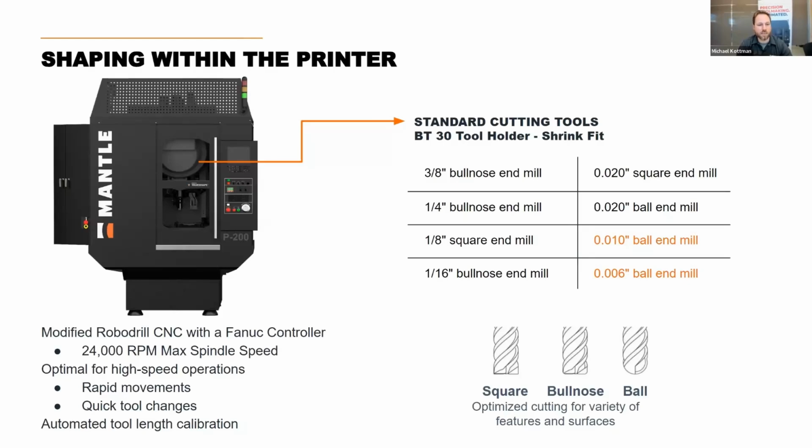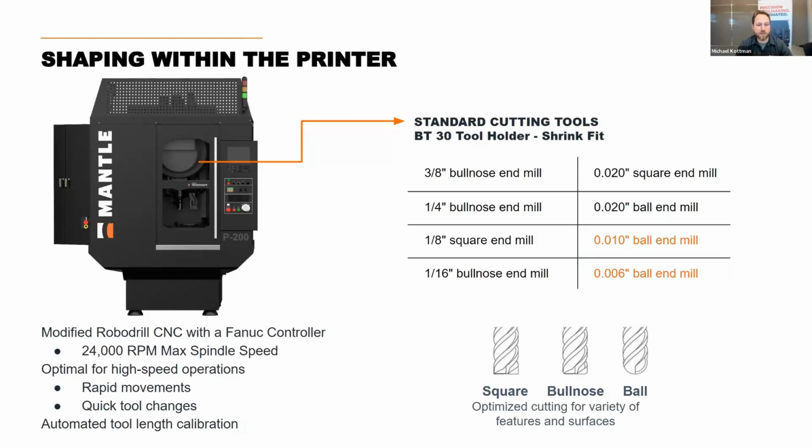So today we're using 8 tools during the process of cutting our parts. They range from up to 3/8 inch, which we use for like the quick facing steps that I'll talk about. And they go down to a 6 thou ball mill. And we range in shape from square, bullnose, and ball to get optimal cuttings depending on the features and shapes and sizes that we're forming at any given time.